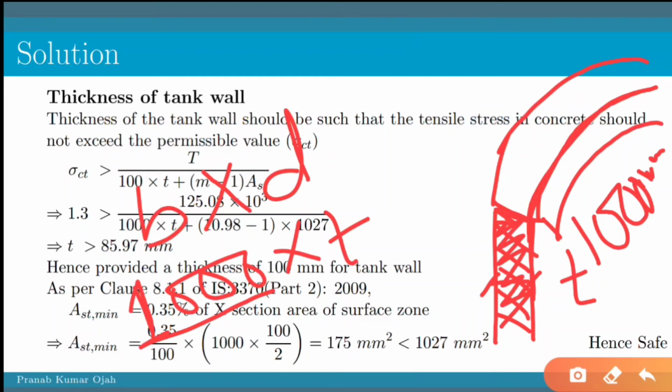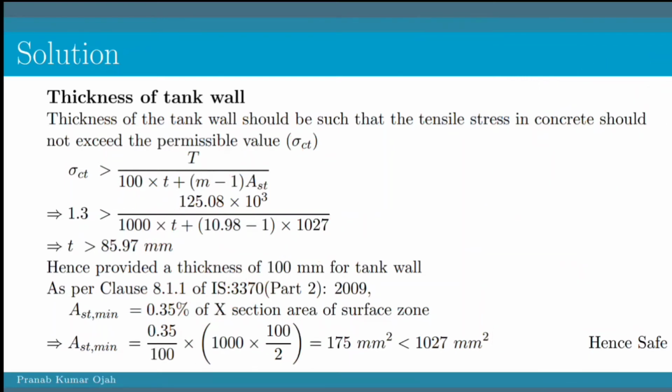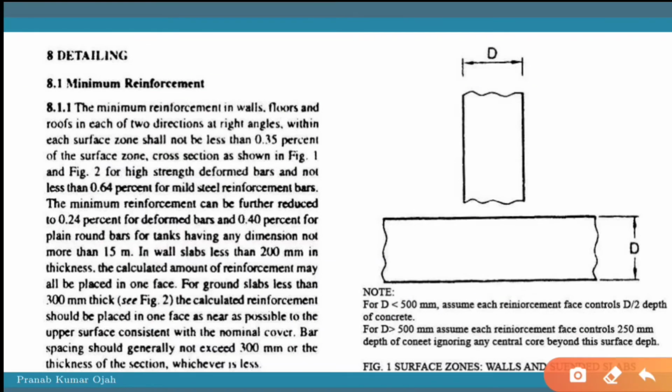So for thickness, why have we taken 100 by D? That is very important. Now see, read the note here: for capital D less than 500 mm, assume each reinforcement face controls D by 2 depth, D by 2 depth of concrete.